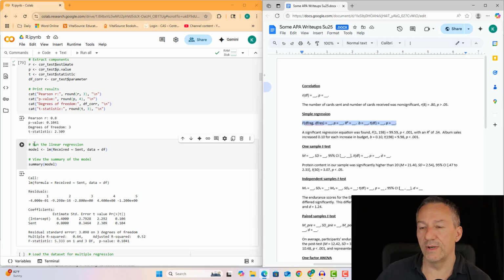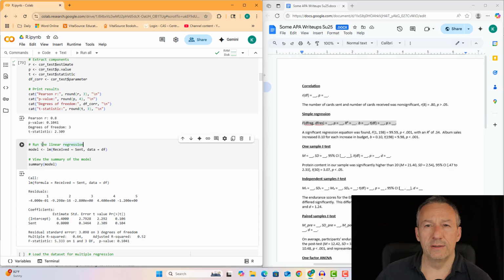But for this, when you have a hashtag there and then you have a comment, this isn't actually code that we're running. It's just basically telling you what we're doing there. So if you have a little hashtag and then whatever your comment is, it's good code hygiene to put things in like that so that people know what's going on if they were to look at it. Model, that's what we're calling this. We could call it anything we wanted to, and then those symbols here, and then lm, linear model, cards sent is going to predict cards received. And the data that we're using, df, that data frame that we had created earlier.